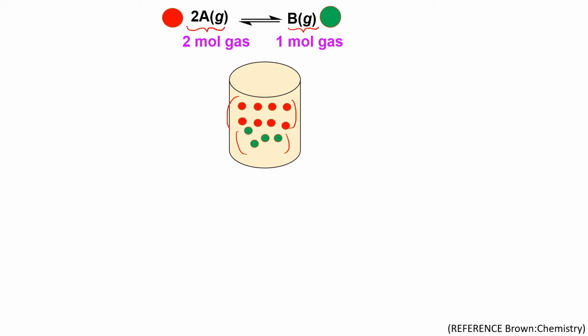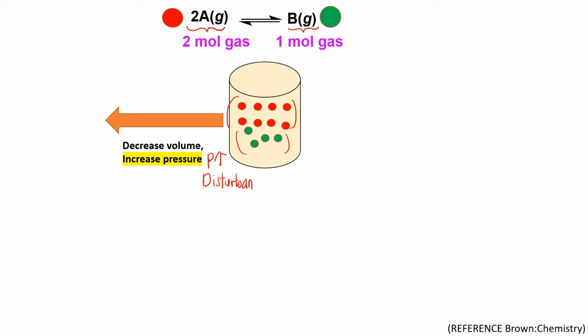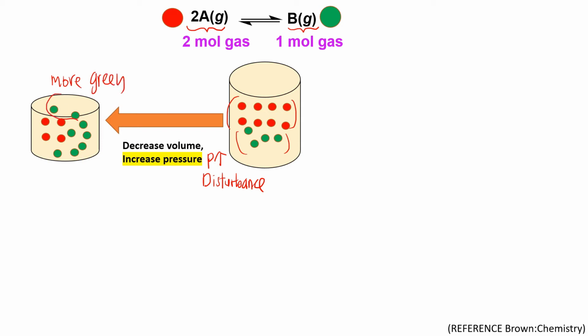Now, how about the disturbance? What happens now is you decrease the volume. When you decrease the volume, it means your pressure increases. So this is why we call it a disturbance. You can see the volume decrease. Then you can count the number of red and green. You will find there is more green color. More green color means that you produce more B.